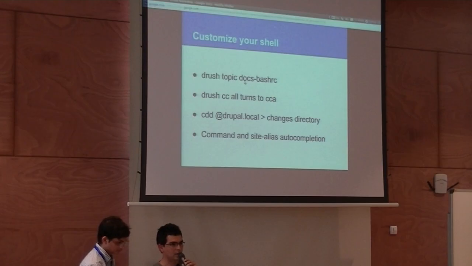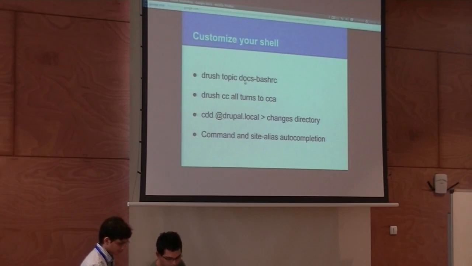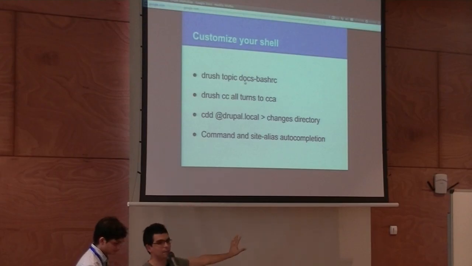Drush 5 comes with an optimized shell that you can extend to do even shorter aliases. For example, instead of doing drush cc for clearing caches, you can just type cca and that's it. Instead of, for example, downloading a module with drush pm-download or drush dl, you can just do dl and the module name, and several others. If you check drush topic docs-bashrc, there's a full example there, with instructions on how to add it to your bash, and automatically you have all these settings.